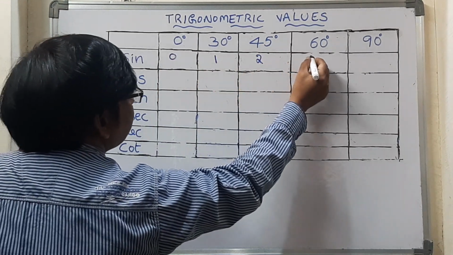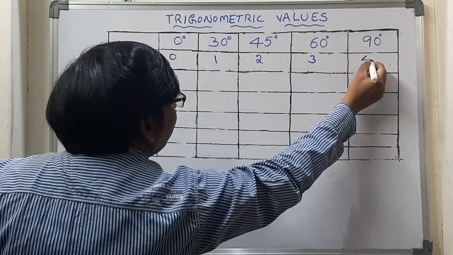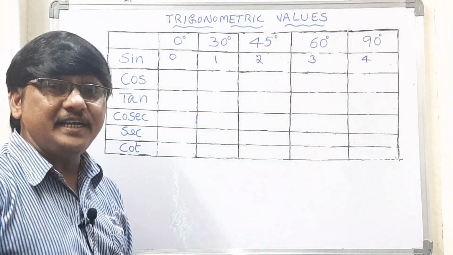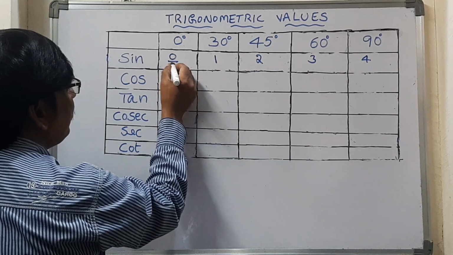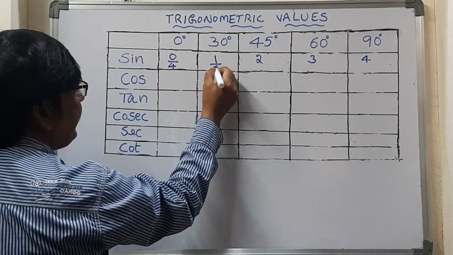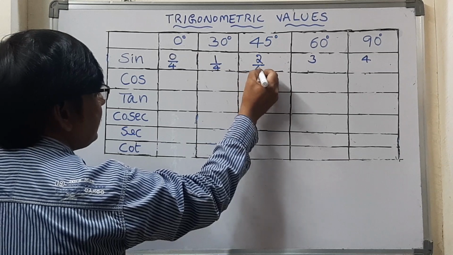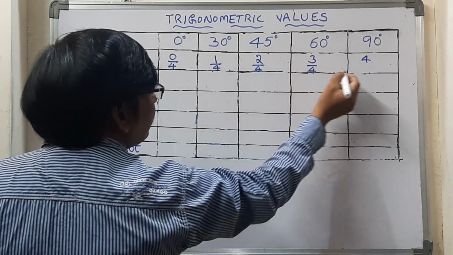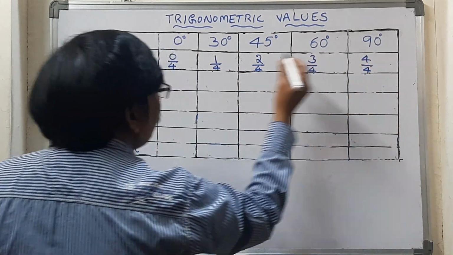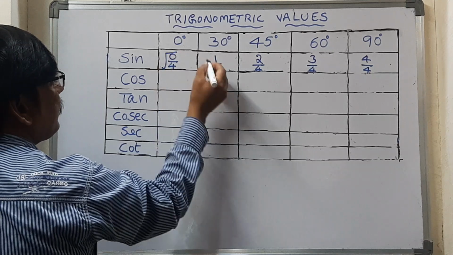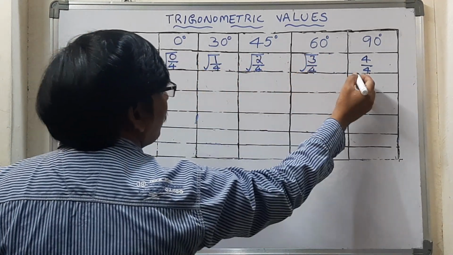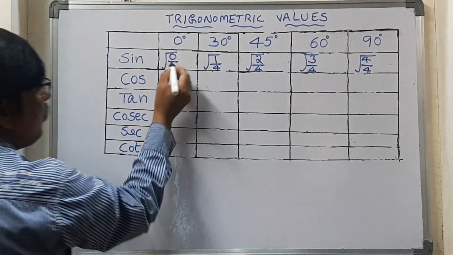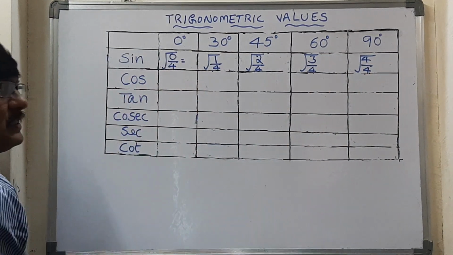Write the numbers in increasing order. I think there is no difficulty in writing those numbers. And divide each number by 4. Each and every number you divide by 4. And afterwards take the square root of all of them. Each and every number you take a square root. Now let's go to the simplification.